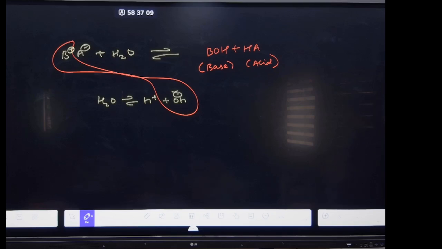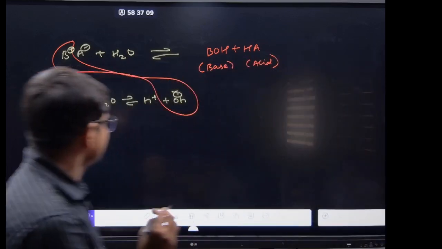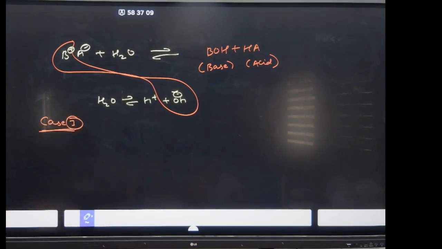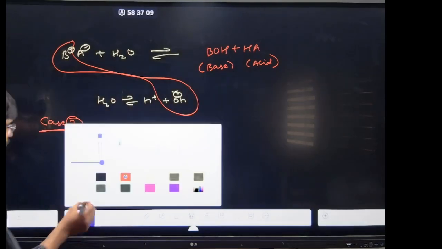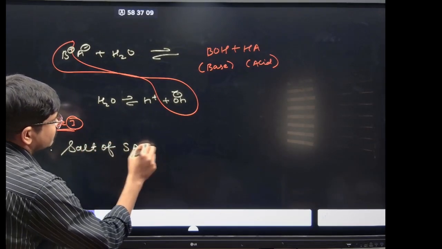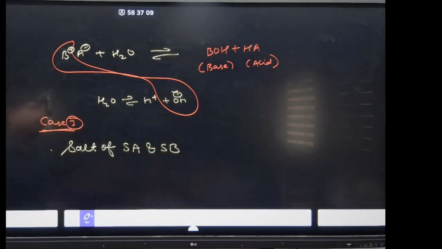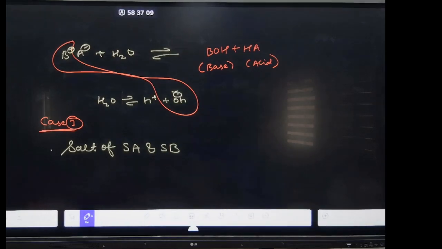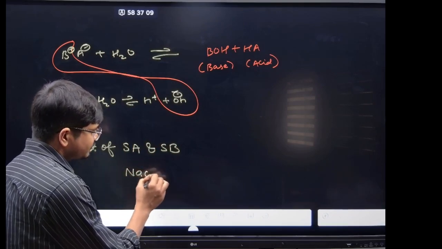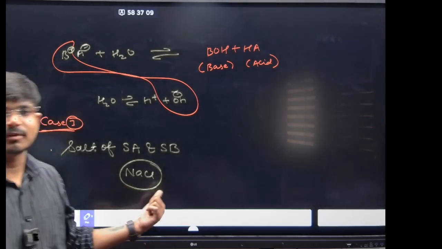Done? Now see the first case. Case one: you see the salt of a strong acid and a strong base. Can you tell any example of a salt of a strong acid and a strong base? NaCl. NaCl is made from sodium hydroxide plus HCl.